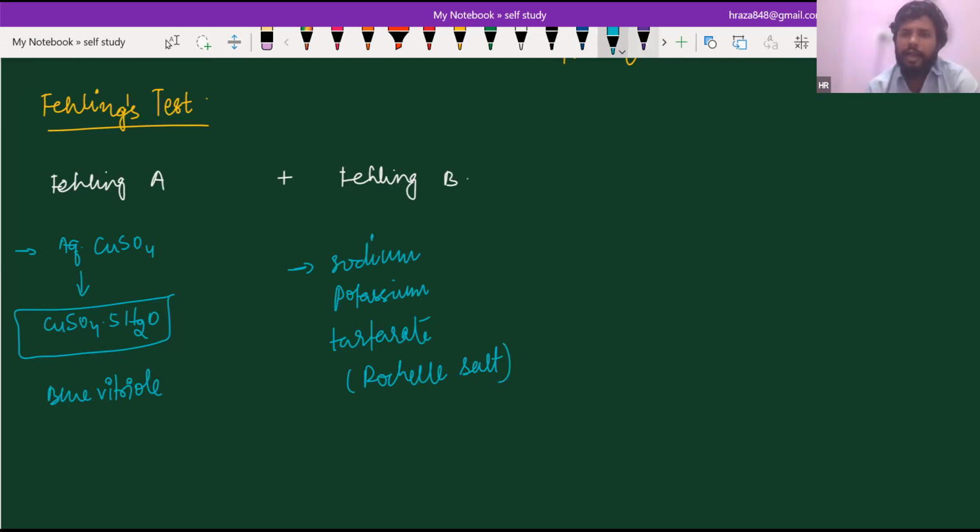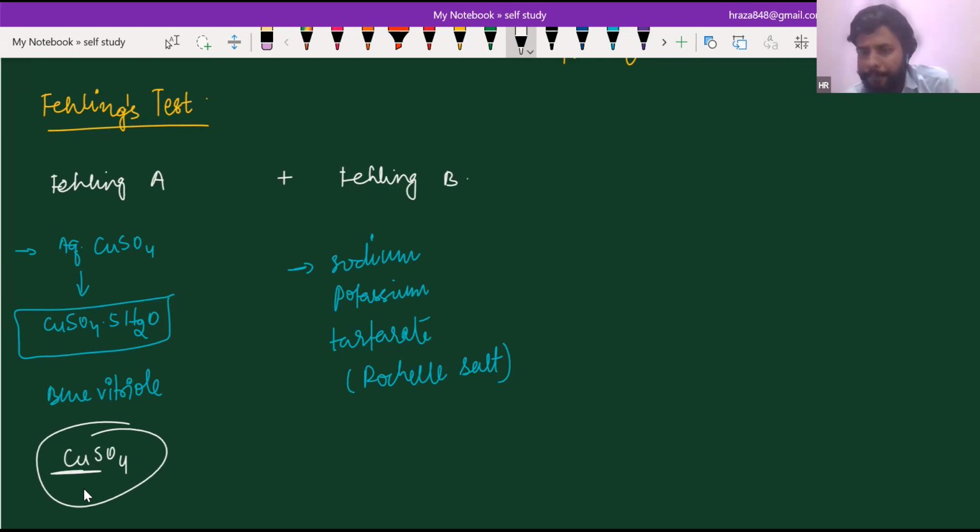So the aldehyde will be oxidized, and this you can see. Wait a minute. Can anyone tell me what is the oxidation state of copper in the copper sulfate solution? You have studied this in electrochemistry. Anushka, Zaid, what is the oxidation state of copper in CuSO4?